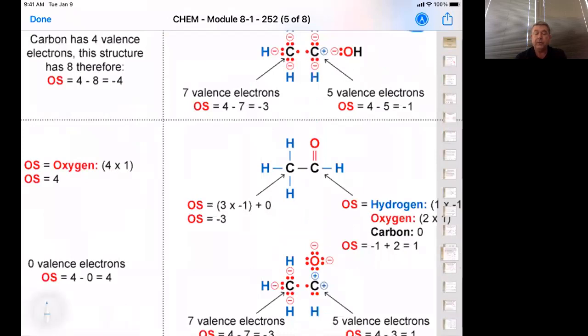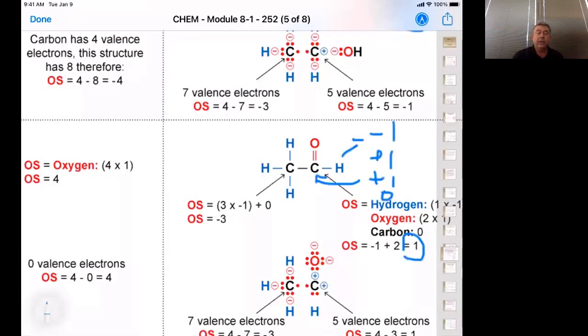So for this carbon here, we have a -1 for the hydrogen, a +1 for the oxygen, a +1 for the oxygen, and a 0 for the carbon, giving us a net oxidation state of +1. So an alcohol has an oxidation state of -1, but an aldehyde or ketone will have an oxidation state of +1. So how far can we go?